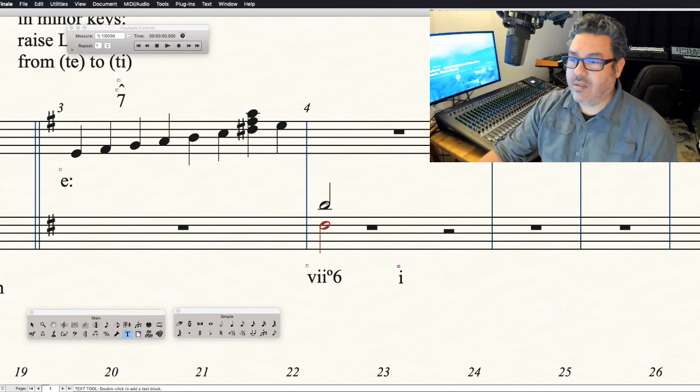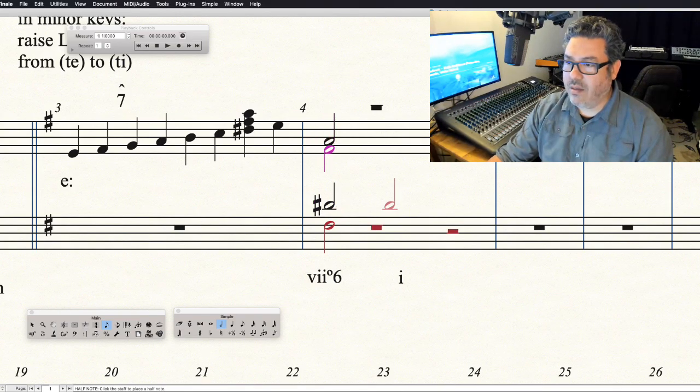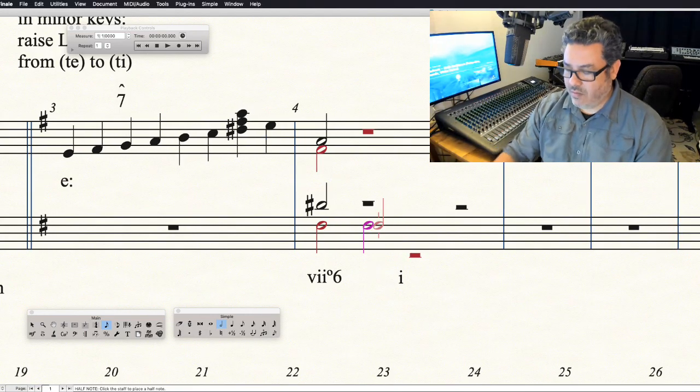Okay, let's go back. So D, F. That's right. We forgot to raise the leading tone. So we have to, there we go. And we'll put the A in the soprano and the F sharp back in the alto. And it will actually resolve the same way. So therefore, E in the bass. What am I doing here? E. Oh. There we go.